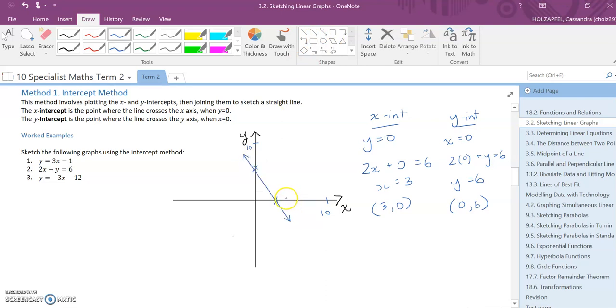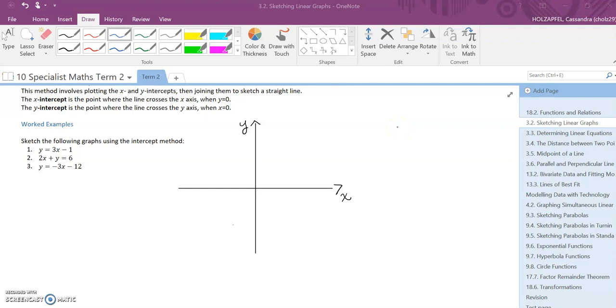And again, let's just double check this. The only way that we can really double check this is by putting this into slope-intercept form. So we've got y is equal to negative 2x plus 6. So we're expecting this to go through the y-axis at 6, which it does, and we're also expecting this to have a negative gradient, which it does. So that suggests to me that my line is accurate. All right, let's do our third example now.